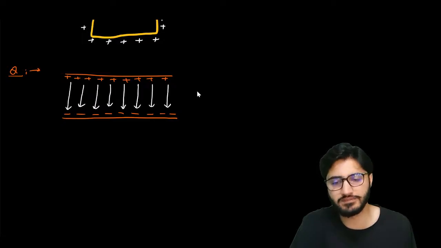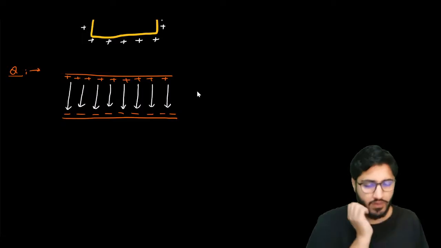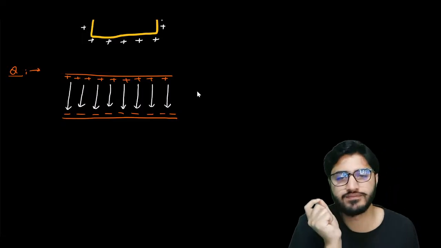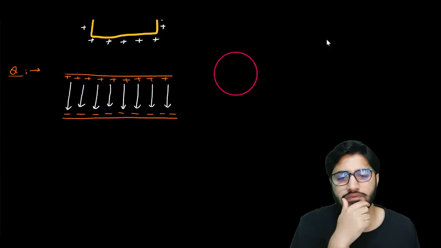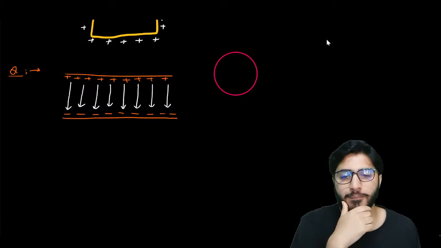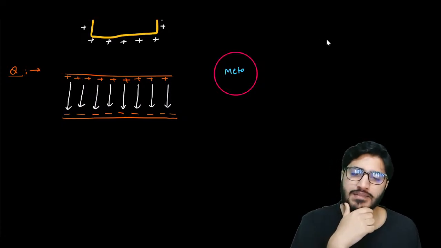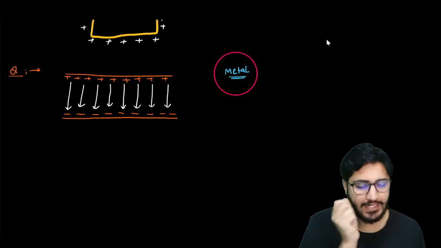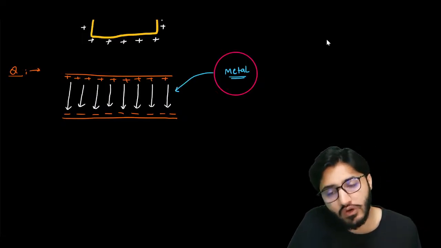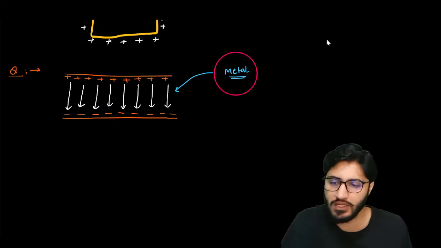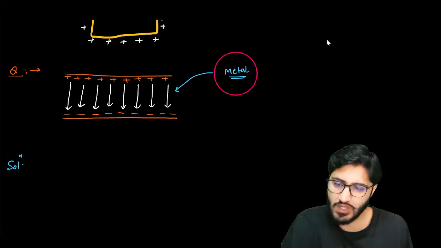I guess I am correct, no? Now, I have a metal ball. This is a metal ball. I guess metal is a conducting sphere. Now I need to place the metal inside this. What will happen then? Look now. Solution. What will happen?